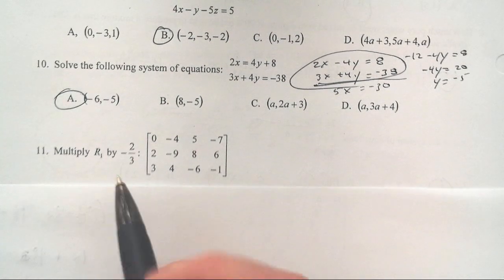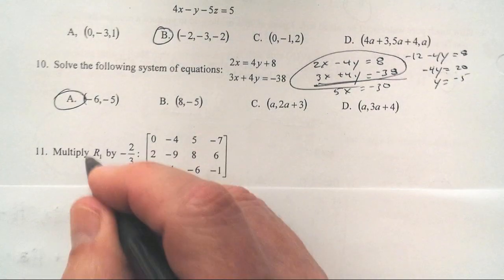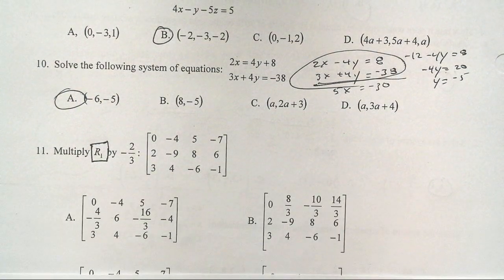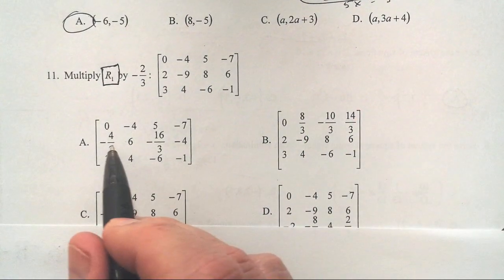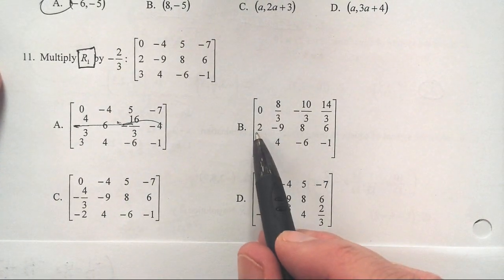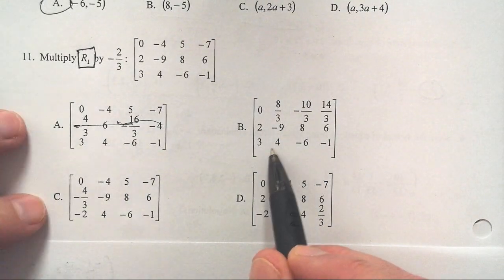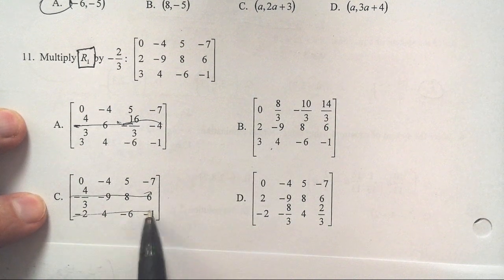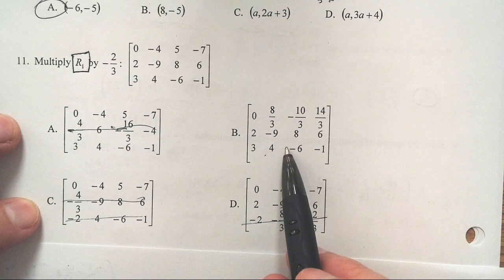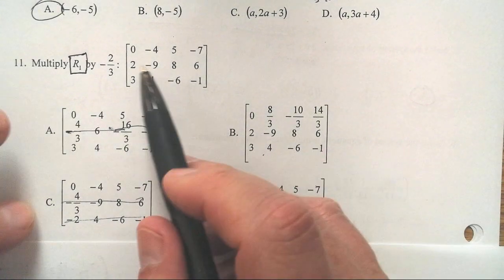Okay, here's what this means. I'm going to multiply row 1 and row 1 only by negative 2/3. So I'm not changing row 2 or row 3. That's out of the question. Not changing row 2. This is possible. Not changing row 2 or 3. The only possibility really appears to be this, but let's take a look.